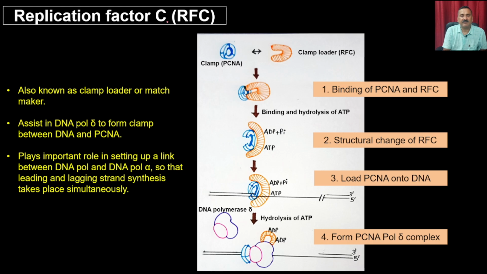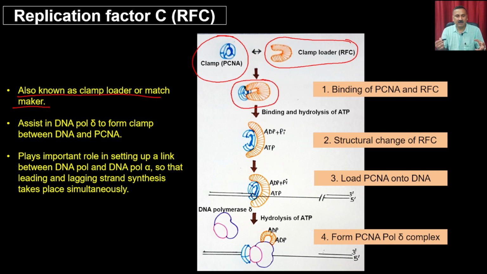Replication factor C, or RFC, is also known as the clamp holder or the matchmaker. So, this is the PCNA, which is a clamp, and then there is RFC. They make a complex with each other, and this complex has affinity for the DNA, right. Once this is formed, it binds and hydrolyzes ATP, and that brings structural changes in the PCNA and the clamp holder RFC. Once there are structural changes in the RFC, it has affinity for the DNA, and that is how it goes and binds to the DNA.